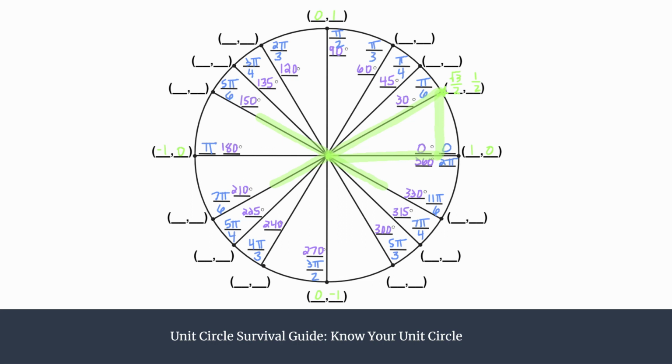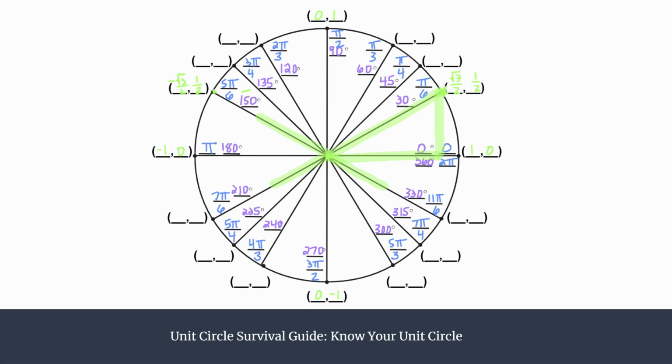So to get to the point on 150 degrees, or 5 pi over 6, you use the same triangle. You just go to the left root 3 over 2. So we label that x-coordinate negative root 3 over 2. And of course, you still went up the short leg 1/2.